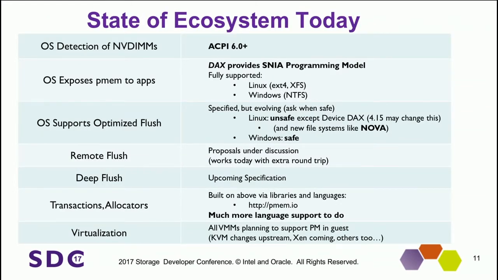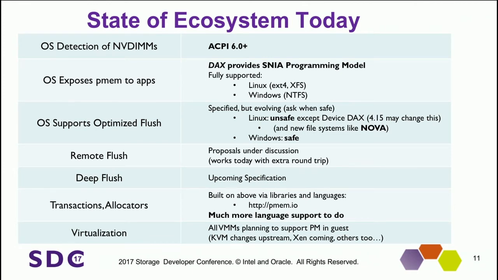Okay, so the state of the ecosystem today with respect to everything I've been talking about: everything I've talked about has been described in ACPI 6.0 plus. The way that NVDIMMs are detected, whether they have these different types of flushes, the flush hints and things like that, all that stuff is encoded into the spec in ACPI and it's public. You can read about it.